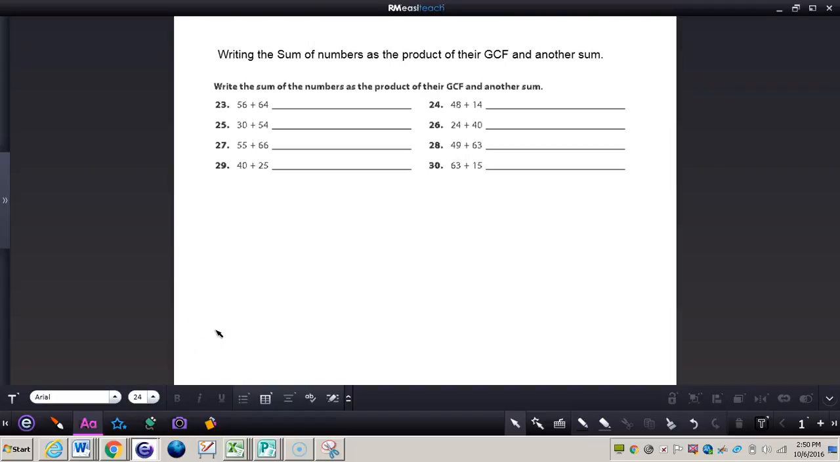In this video, we're going to be taking a look at page 36 in your Go Math book, and I want you to turn there. And we're going to be looking at problems 23 through 30. So these can be a little tricky, but I want to show you how to go about doing these problems.